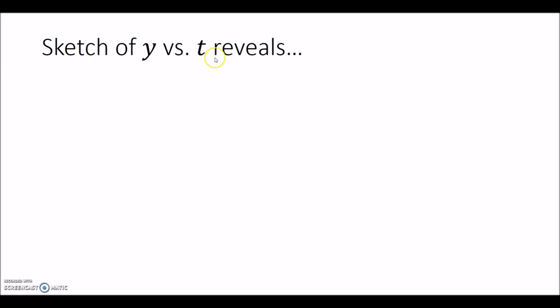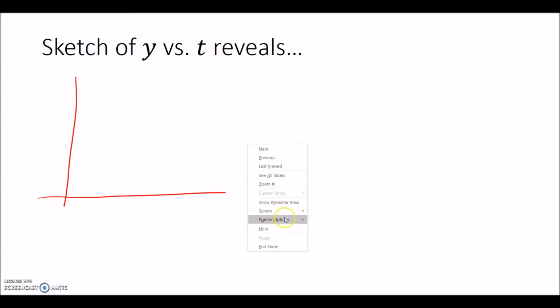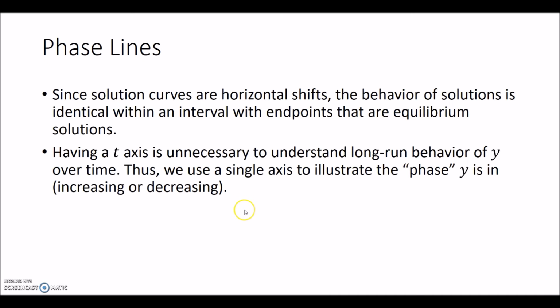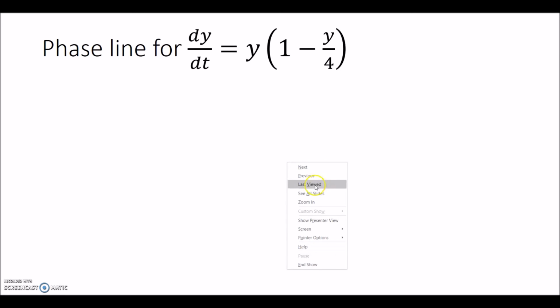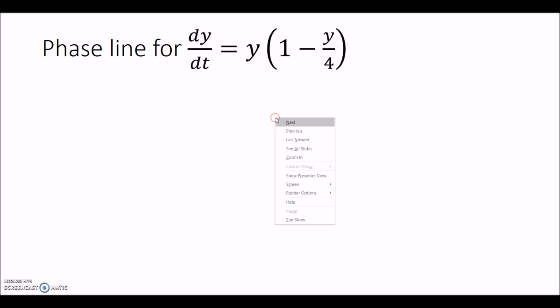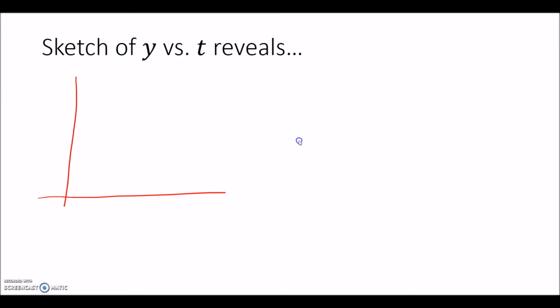So let's do a sketch of y versus t. All we know so far is that the equilibrium values are going to be... let me change my color here, whoops, back up. Having a little bit of trouble here. Okay, one more time.